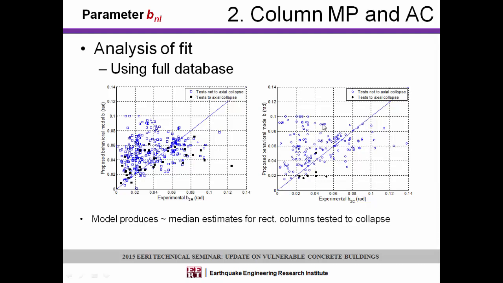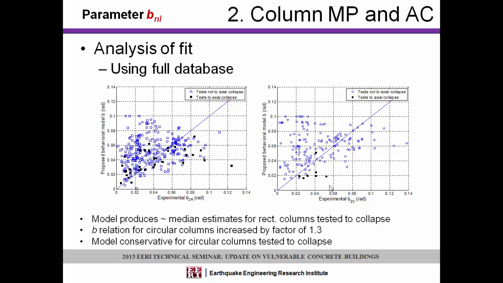And for the circular data set, we only had, I believe, 9 circular columns that were pushed to collapse, so really we did not have much to go on here. But we find that the B we derived for rectangular columns is conservative for them. So we bumped it up 30%, and this plot is with that extra 30%.